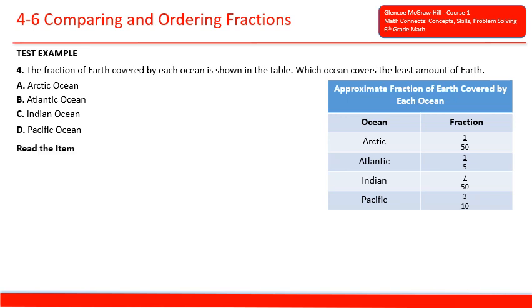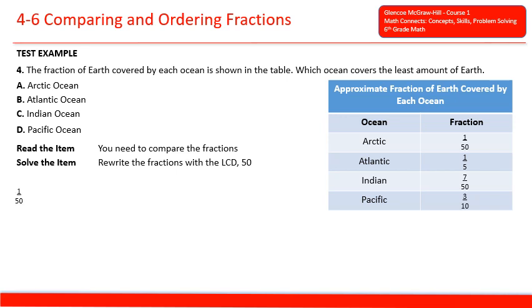Those are our choices. And we need to compare the fractions and then solve the item. So we're going to rewrite the fractions with the LCD of 50. Why is it 50? Well, it can't be smaller than 50 because two of them already have a denominator of 50. And 5 will go into 50 evenly, and so will 10. So that makes it easy for us to choose 50 for an LCD.